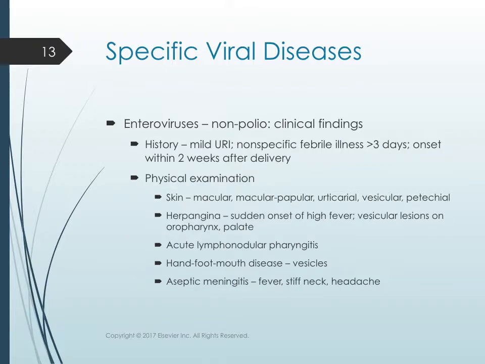There are several subtypes of enteroviruses. The common history is mild URI symptoms, nonspecific febrile illness, and on physical exam, there's often a rash. The rashes can vary from macular to maculopapular, urticarial, petechial. Herpangina is associated with lesions on the oropharynx. There can be acute lymphonodular pharyngitis, and meningitis presents often with a fever and a stiff neck and headache.